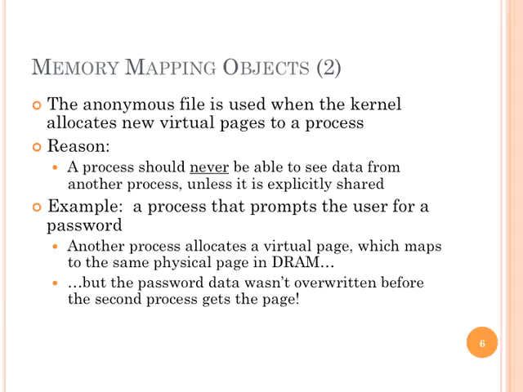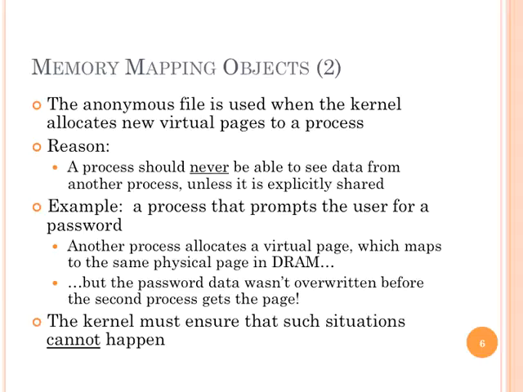Otherwise, we could easily have a situation where one process leaks information accidentally to another process because the operating system sucks. Okay? So say our process prompts the user for a password, and another process allocates a virtual page, which goes to the same physical page. The old page was evicted, but we need to clear out the contents of that page, because this is a shared resource and we need to make sure that we don't bleed information back and forth. Okay? This is pretty obvious, right? I don't think anybody's going to really find this shocking and surprising. I never guessed.